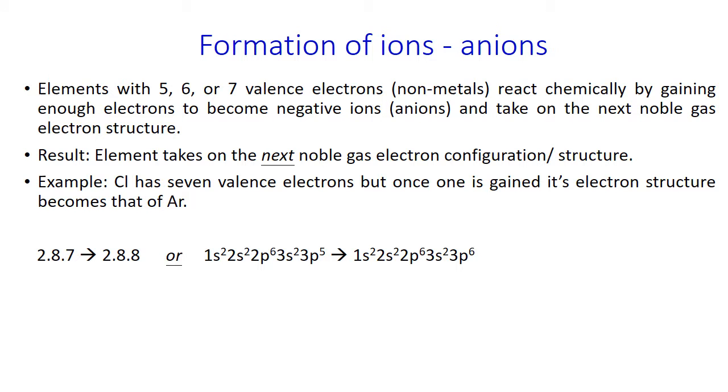And in terms of anions, this is going to be the non-metal groups 5, 6, and 7. Because they have 5, 6, and 7 valence electrons, they want to have a complete valence shell, so they take either 3, 2, or 1 electrons in order to gain this stability and become negative because they're gaining electrons. So the elements take on the next noble gas configuration or structure. The example I've given here is chlorine, which has 7 valence electrons, but once it has gained that 1 electron, it becomes the electron configuration of argon and is therefore more stable.